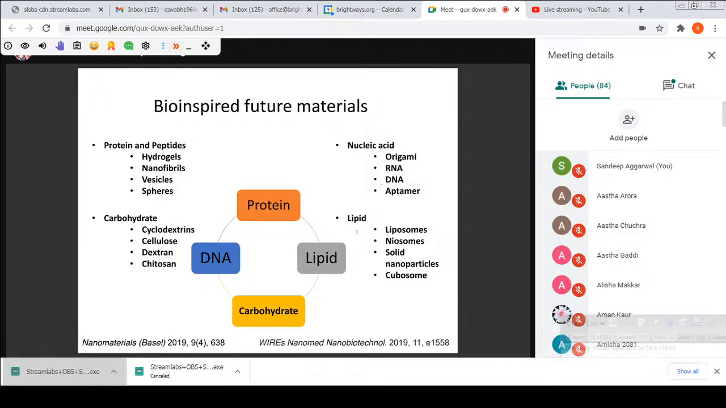Then lipids, which are very important for the cell membranes or cell walls of our cells. They can be changed into liposomes, niosomes, solid lipid nanoparticles, cubosomes. And then there are carbohydrate materials, for example, cyclodextrin, cellulose, dextrin, chitosan. So all these materials are now termed, in combination with nanoscale materials, as the future bio-inspired materials. So I'll be discussing some of the applications of these.